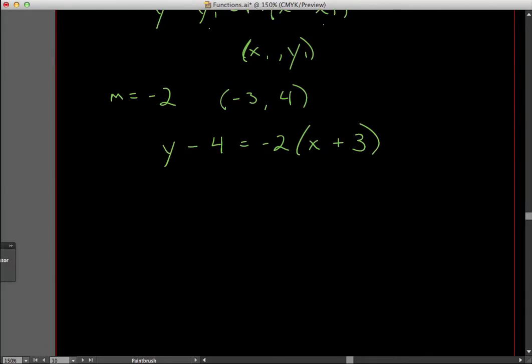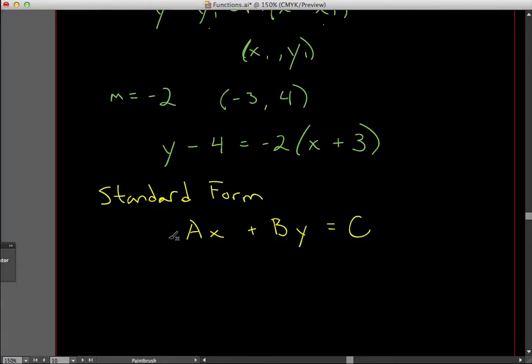The last one that I want to go over isn't used quite as frequently, but it is called the standard form. So the standard form is described as capital A x plus capital B y equals capital C. This is true where A, B, and C are real numbers, and A and B cannot both be 0.